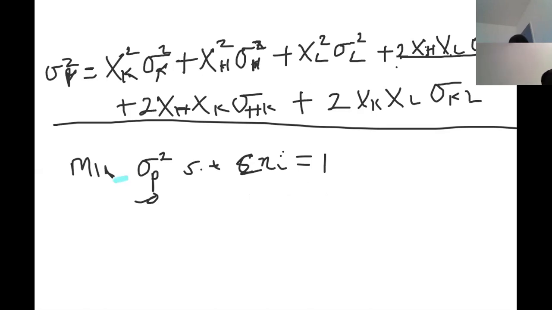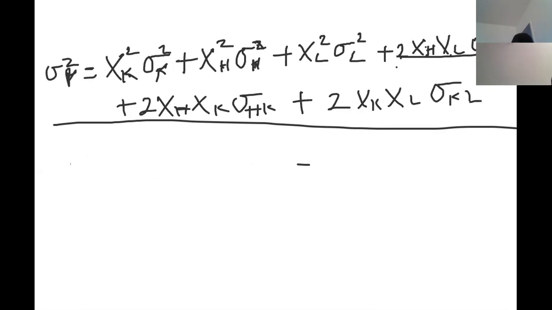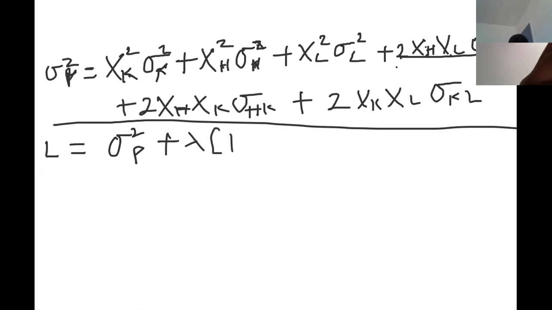Okay. So what I'm going to do now is set up a Lagrangian function, which is equal to the variance of the portfolio, plus lambda times the bracket 1 minus s of h minus s of l minus s of k, because this one represents the constraint.